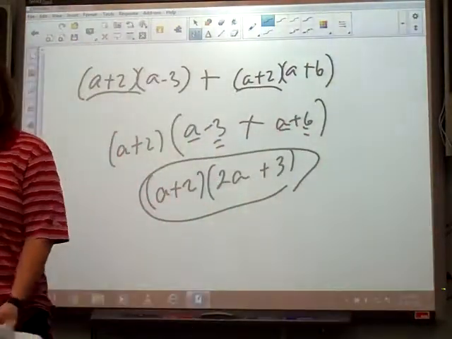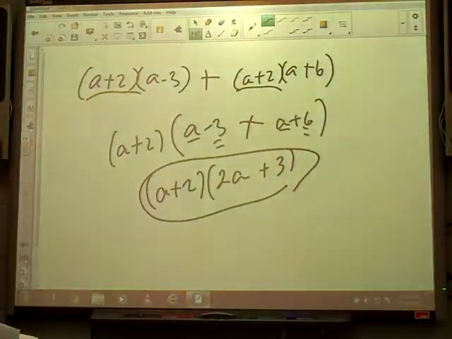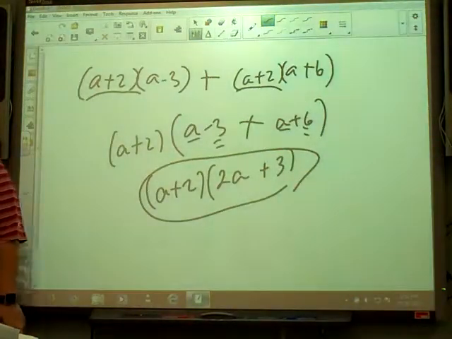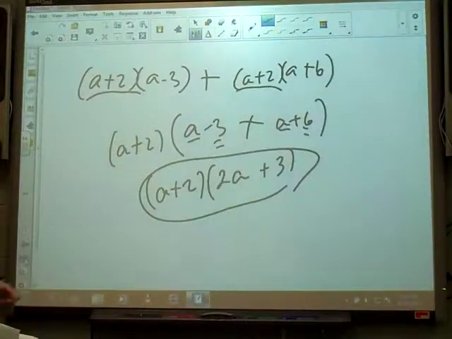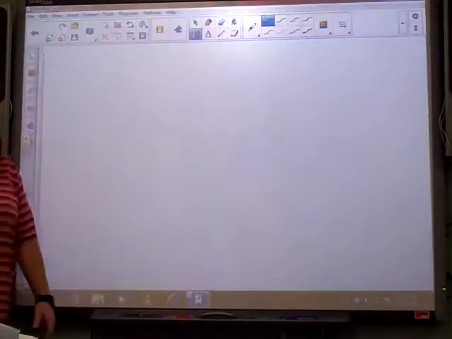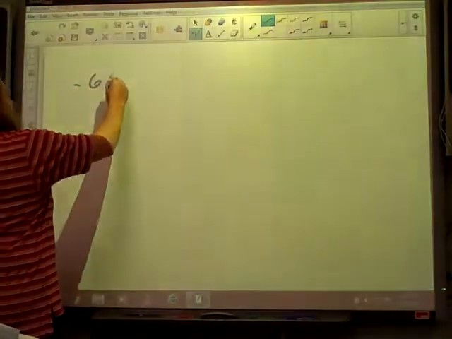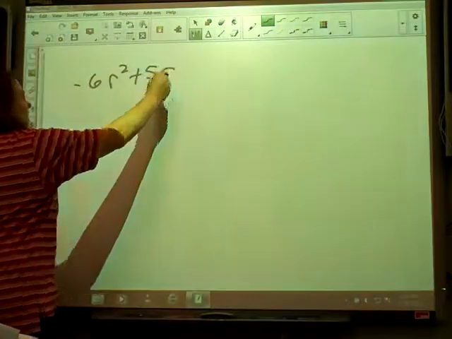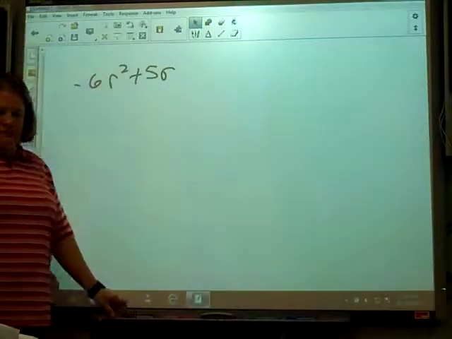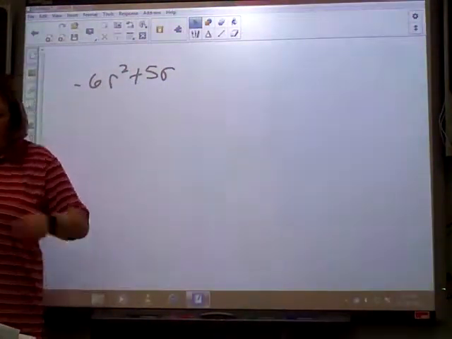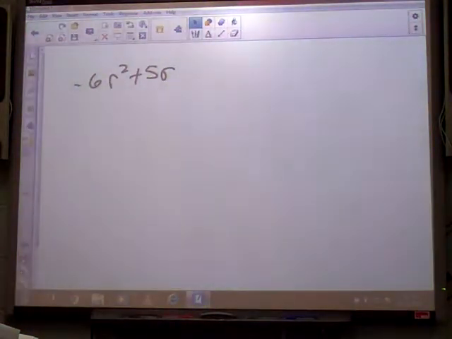All right, before we get completely into grouping, I need to do one more little side problem with you. Everybody got what we need on this one? Yep. All right, I'm going to give you the expression. It says negative 6r squared plus 5r. My challenge to you, don't say anything out loud, just talk to your huddle if you want to. I want you to factor that 2 different ways.